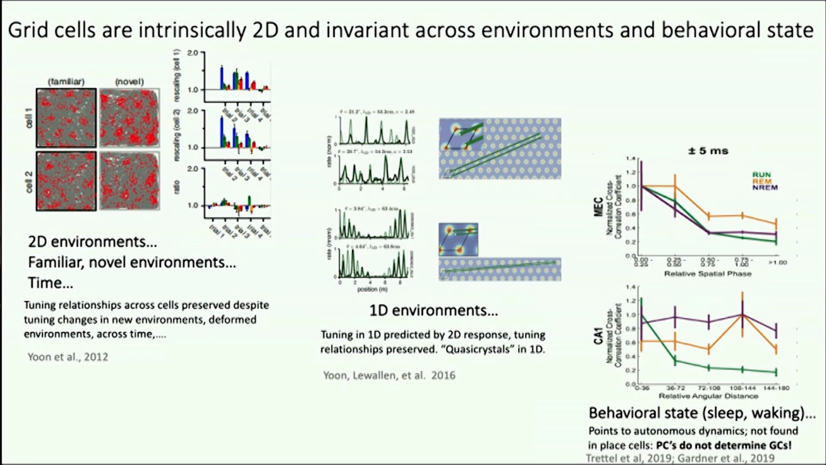maintain their spatial relationships. So these are sort of indirect evidence, right? You're showing that the pairwise relationships, the pairwise correlation matrix between these grid cells, is preserved all the time. So this is, again, another form of invariance.